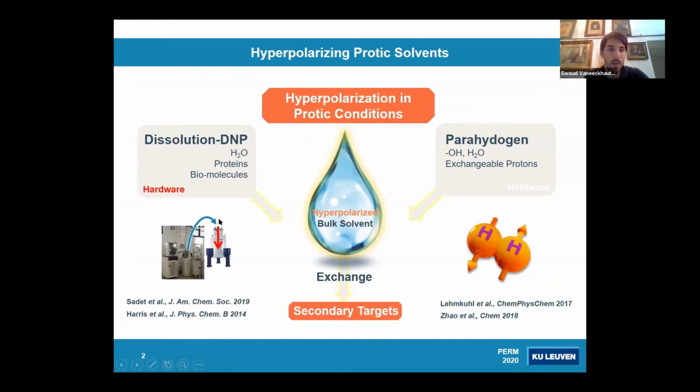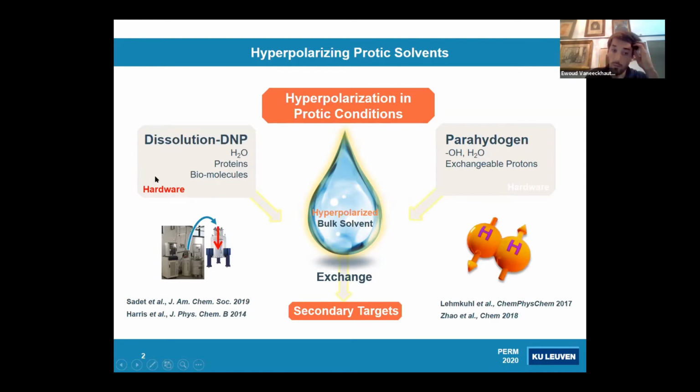Now, the most famous and still the most effective procedure of hyperpolarizing a source of bulk exchangeable protons is dissolution DNP. So you hyperpolarize a tiny batch of water at low temperatures and irradiate with microwave radiation, and then you send it to high field, and then you make contact with the secondary targets, in this case proteins with amide bonds.